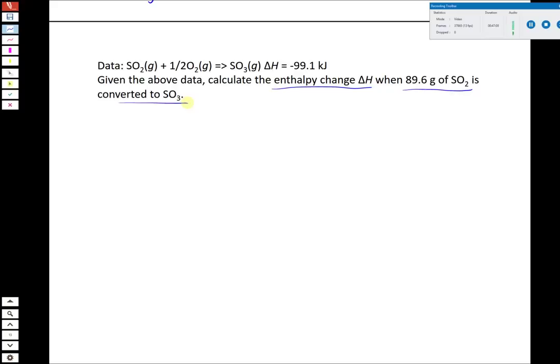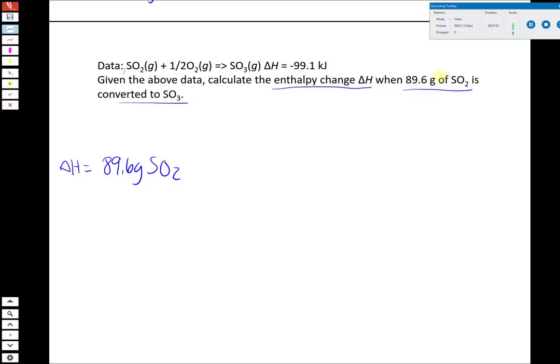All right, so what we're looking for is delta H. That's what we're solving for, starting with 89.6 grams of SO2. Remember that this thermochemical equation tells us that when 1 mole of SO2 plus 1/2 mole of O2 is converted to 1 mole of SO3, those are the coefficients, 1 and 1, that means we have an enthalpy change of minus 99.1 kilojoules.